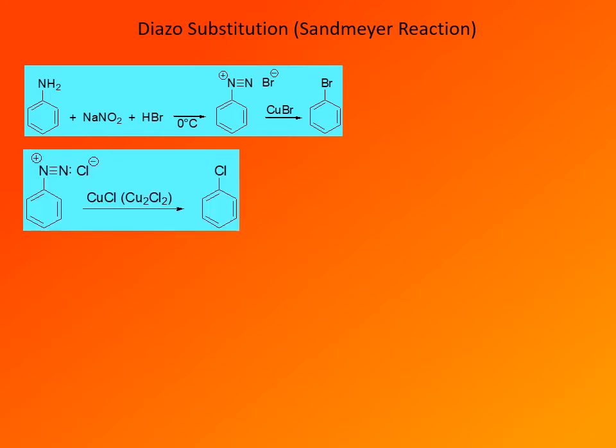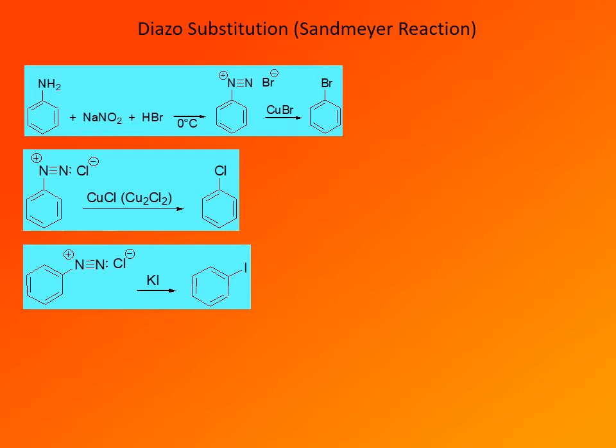Of course, to prepare chlorobenzene, we'll use corresponding copper salt, copper chloride. Typically, we indicate copper chloride as CuCl, but actual formula is Cu2Cl2. So both are in use, simplified formula or the actual formula.